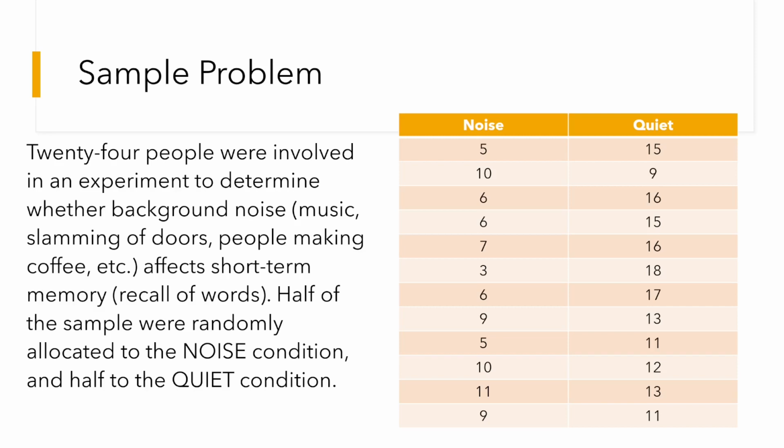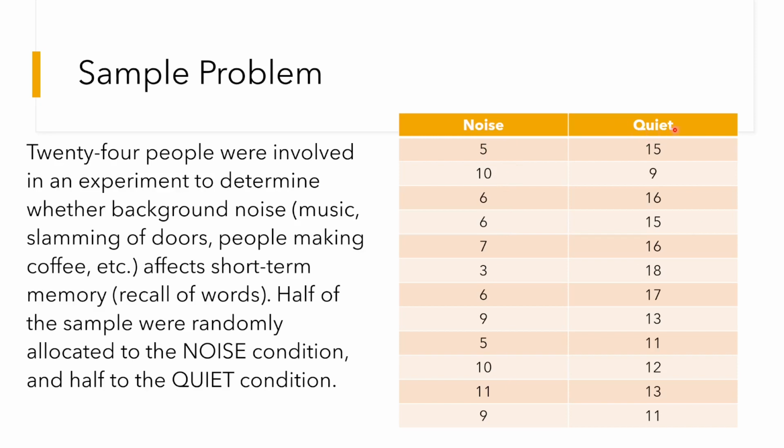So 24 people were involved in an experiment to determine whether background noise affects short-term memory. Half of the samples were randomly allocated to the noise condition, and half to the quiet condition. And as we can see in our slide here, the number of words recalled by those in the noise condition are displayed here on the left side. So one of them recalled 5 words, another recalled 10 words, 6 words, and so on.